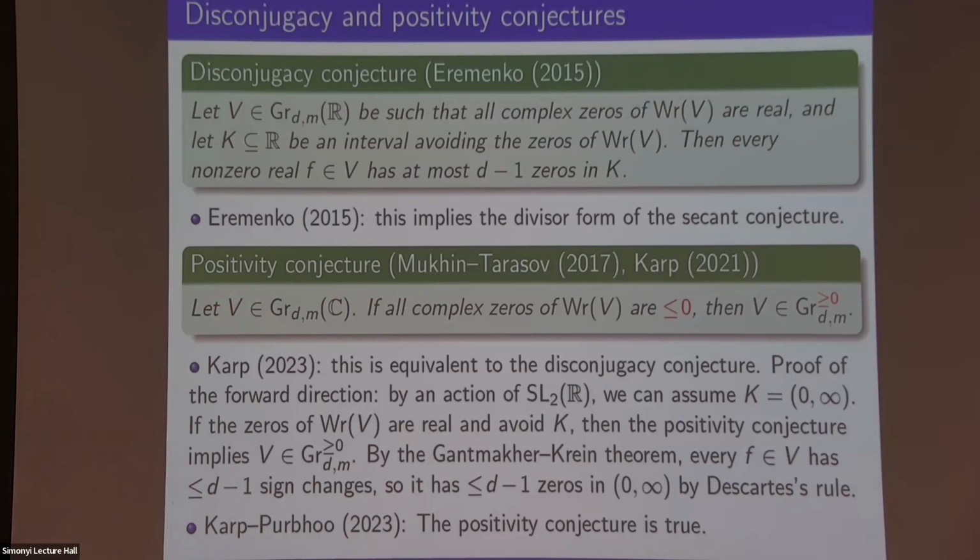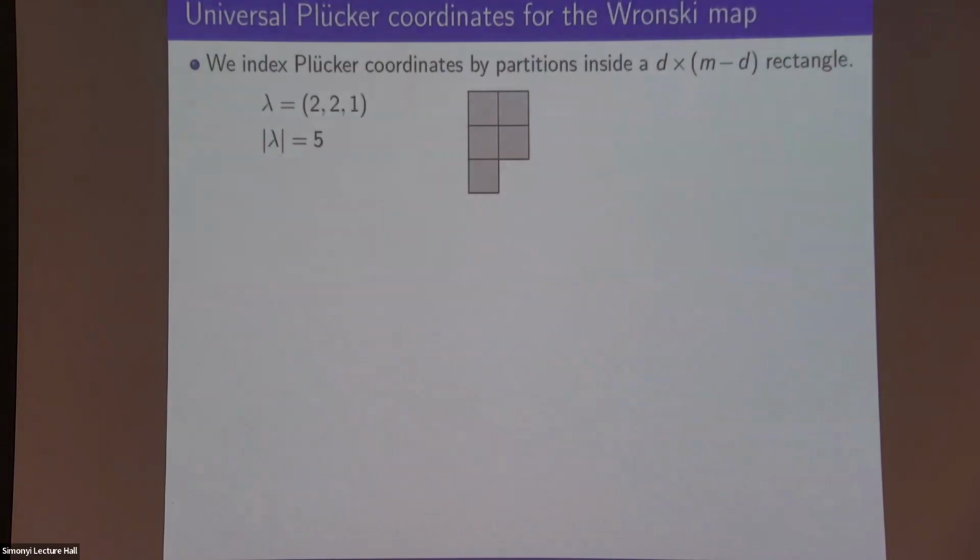But what we do is solve this inverse Wronski problem exactly over the group algebra of the symmetric group. And this turns out to be sufficient to prove this conjecture. So that's what I want to explain.